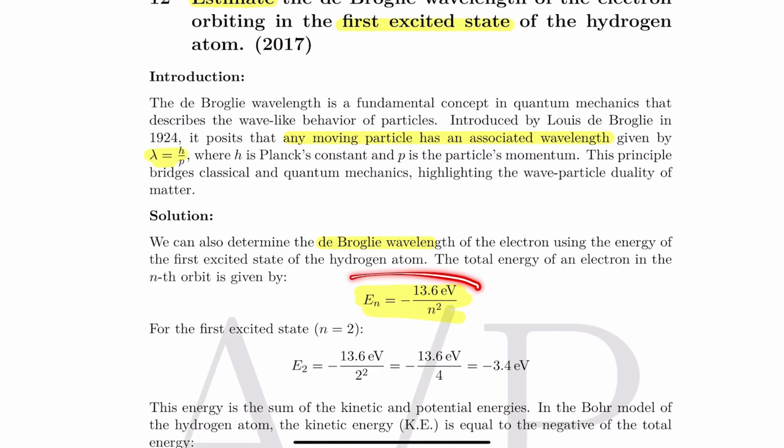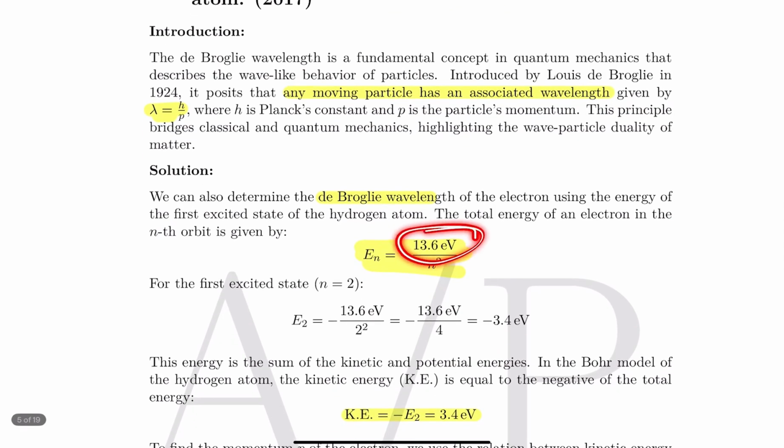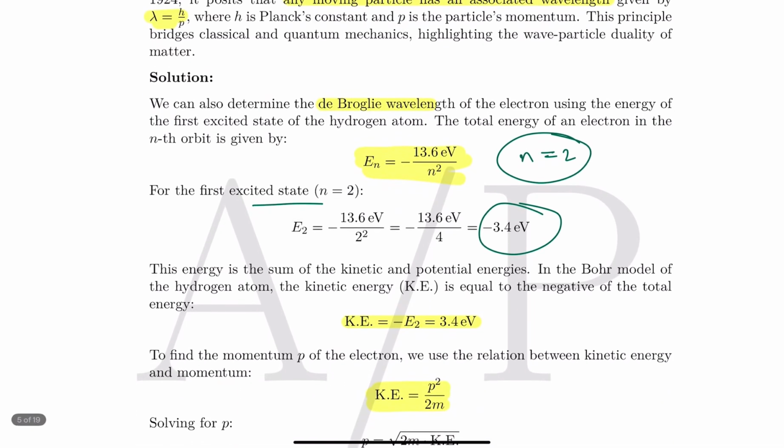So the general equation for the energy of the electron in the hydrogen atom is given by minus 13.6 electron volt upon n square. This n is nothing but the principal quantum number. So for the first excited state, n is going to be 2. Whenever you put in the value, you will finally get minus 3.4 electron volt.